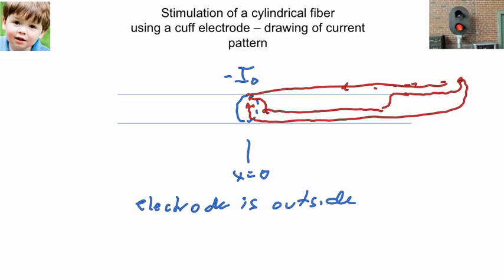Of course, now these are just crude sketches. The electrode goes all the way around the fiber, and the current flows throughout the interior dimension, and it flows throughout the exterior dimension. It can go either way. We can describe these results mathematically, which is very helpful.